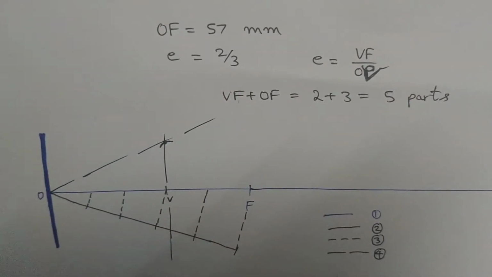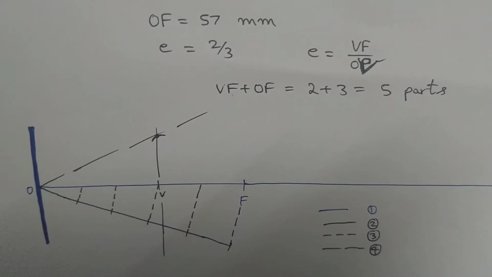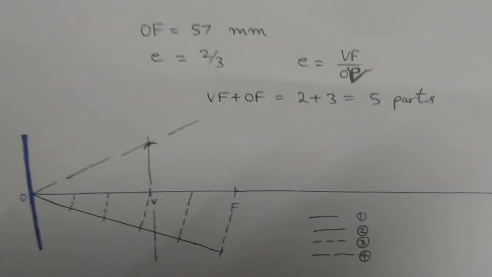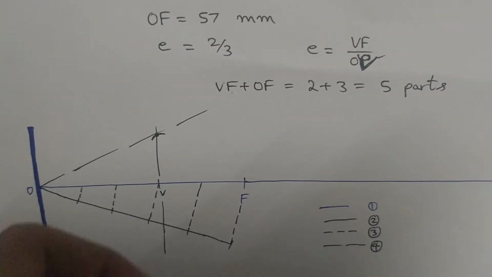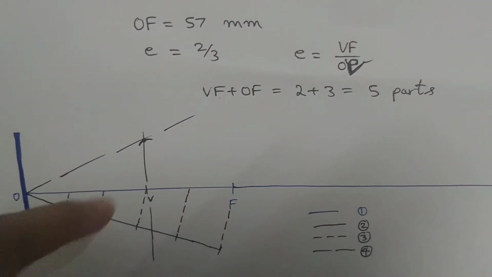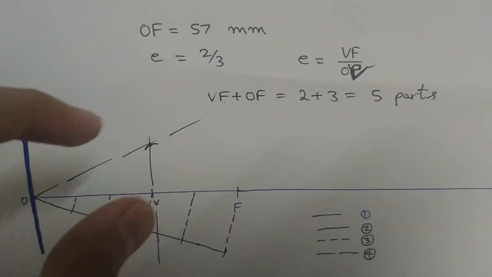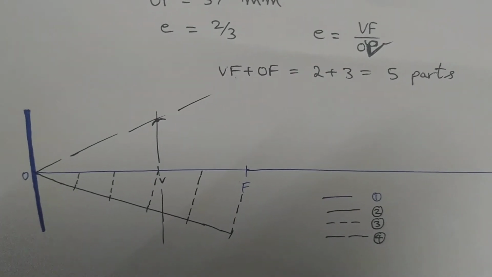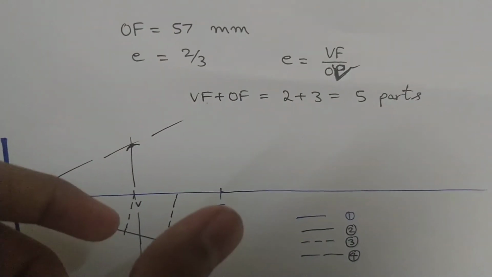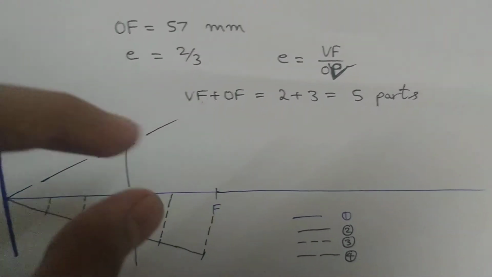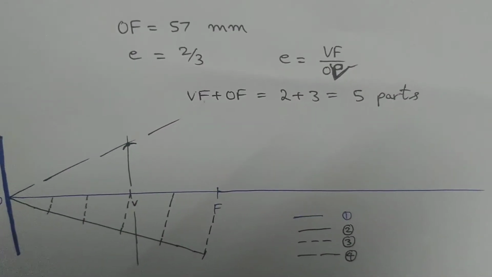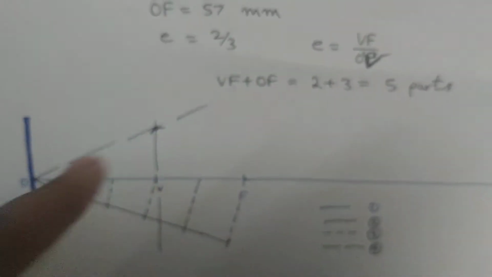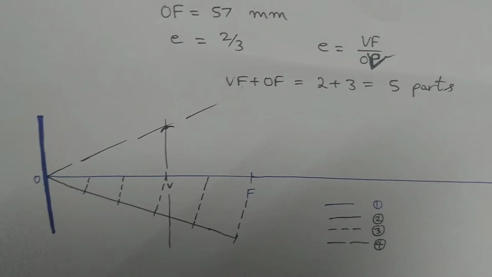And I'm just going to draw a straight line through the vertex. Once I've done that, I'm going to take VF as the radius, V as the center, and draw an arc so it cuts the line V. And that arc I'm going to join with the O and extend it further. This is my last and final step.